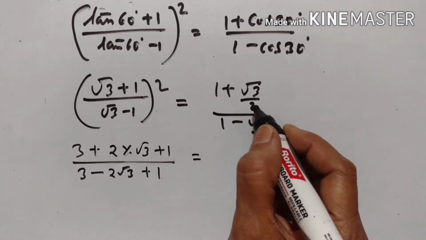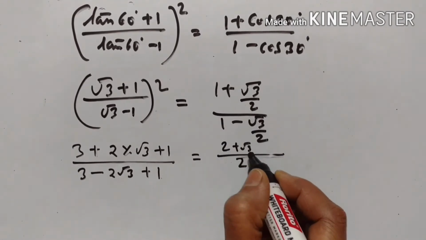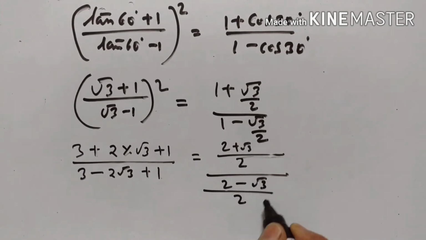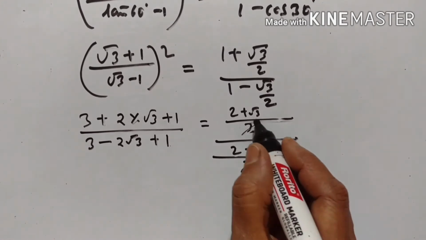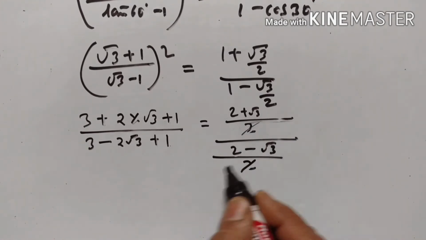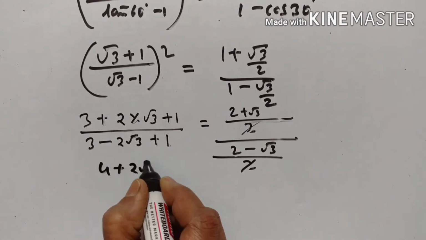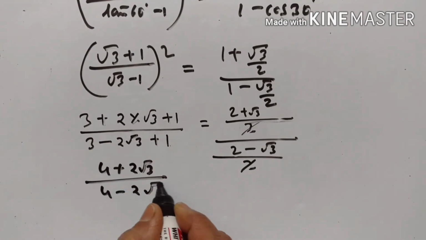This is equal to, here the LCM is equal to 2. 2 plus square root of 3 upon 2 minus square root of 3. Here 2 goes off. So 2 plus square root of 3 upon 2 minus square root of 3. Here it is 4 plus 2 square root of 3 upon 4 minus 2 square root of 3.